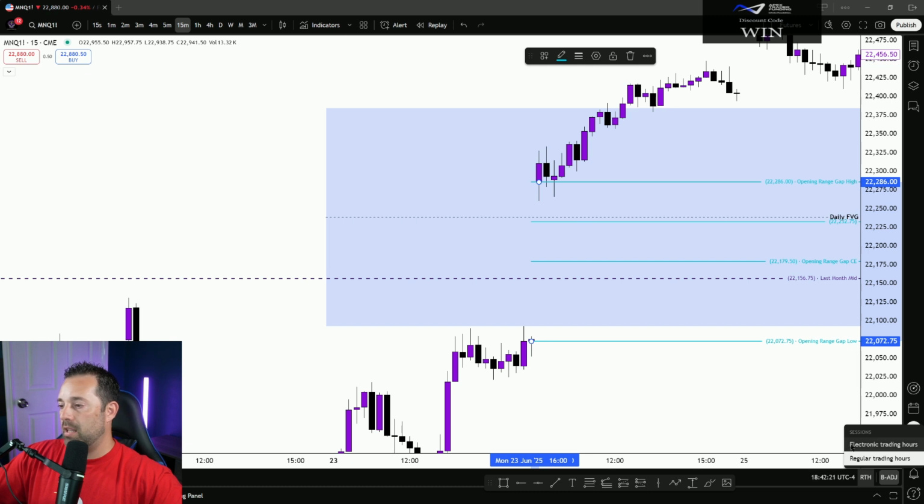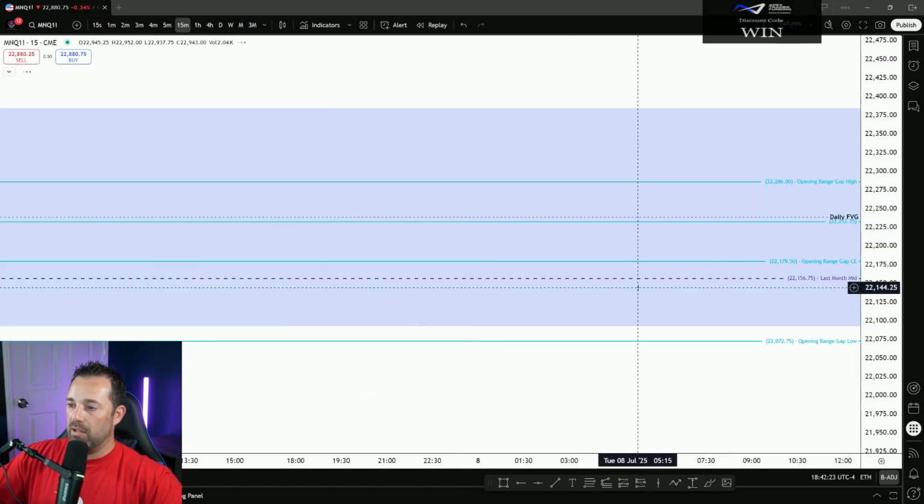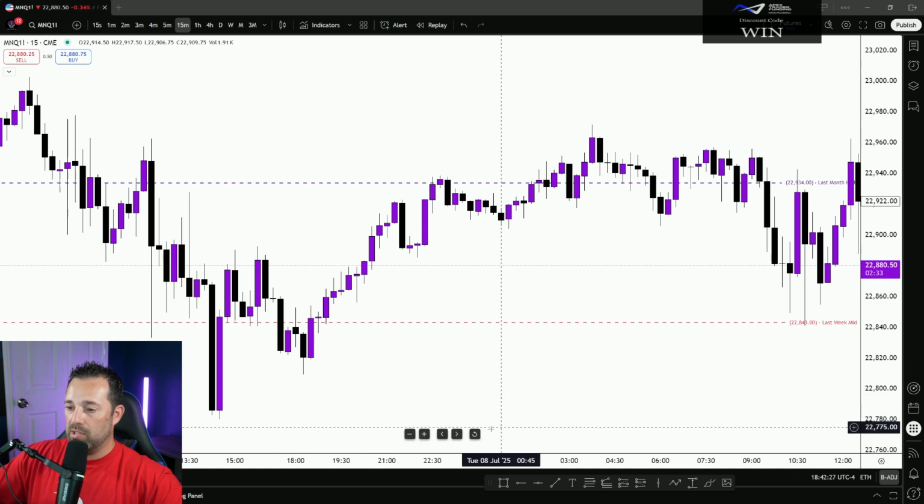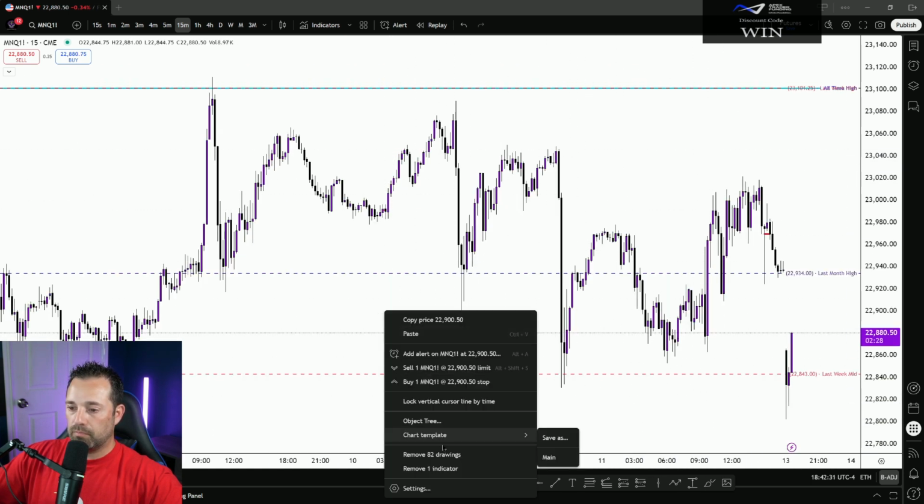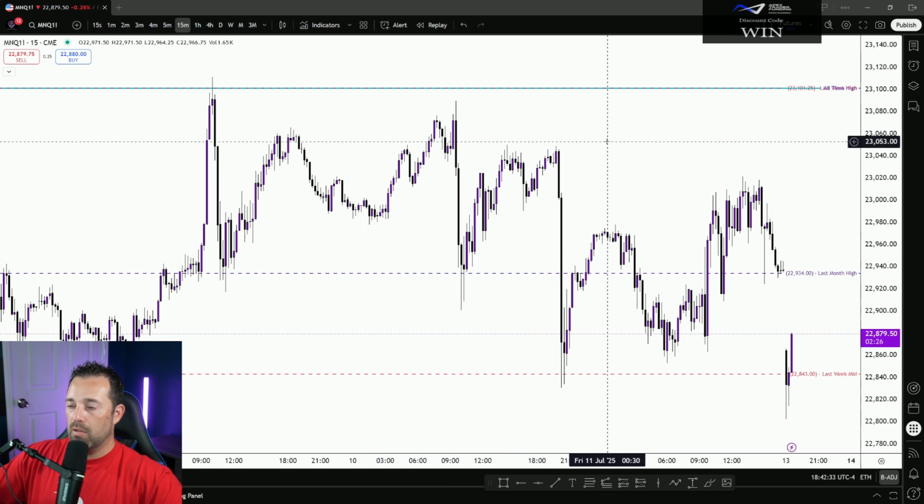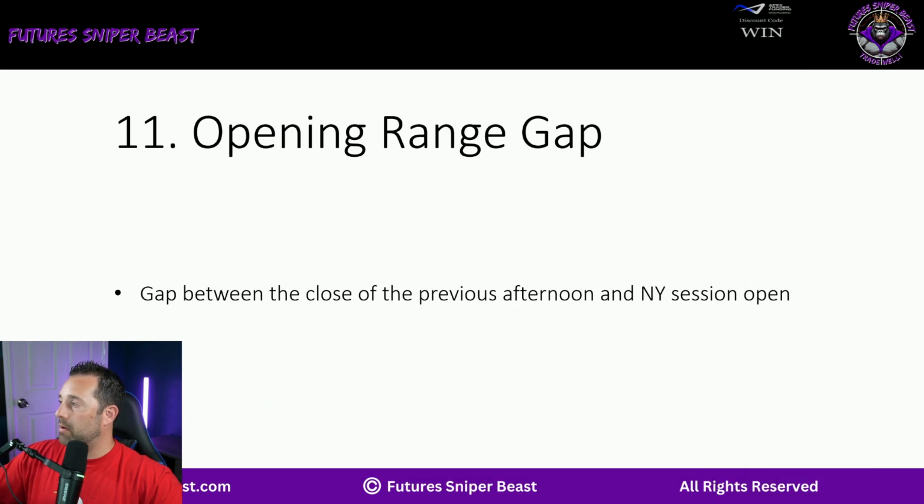That's it. And then you just mark it, go back to your electronic trading hours, and that's it. Then you see where that gap is. Okay. Let me remove that. All right, so that's the opening range gap.